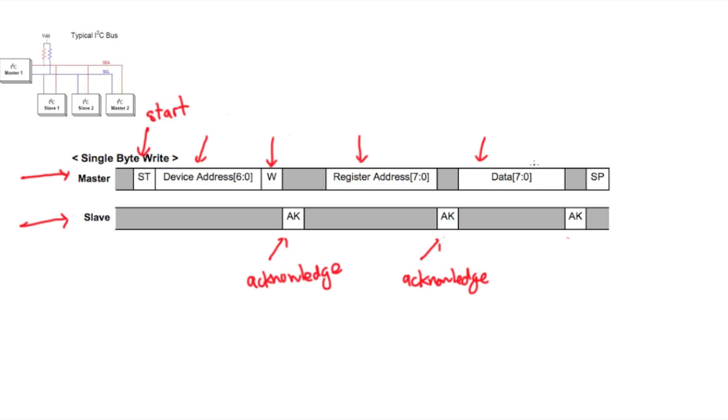Once that happens and the slave has all that written, it's going to send another acknowledge signal. And once the acknowledge signal happens, the master is going to write a stop signal. The stop signal just terminates the I2C communication. And that's the write command.